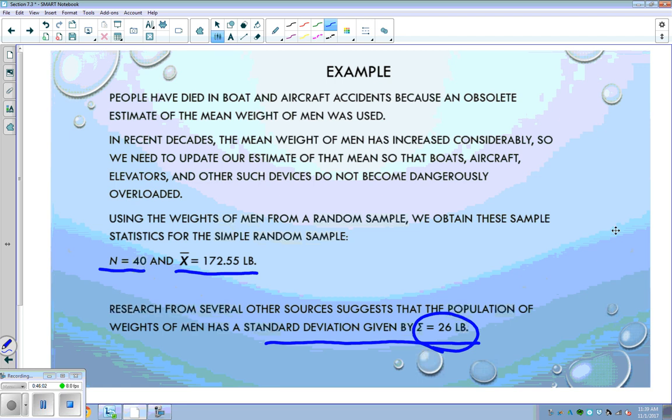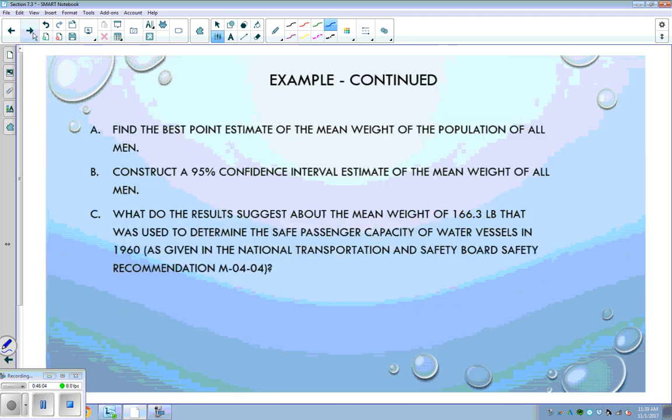That's what you need to look for on your mini test that's coming up, right? So find the best point estimate of the mean weight of the population of all men. That's going to be the X bar, right? And that was 172.55.